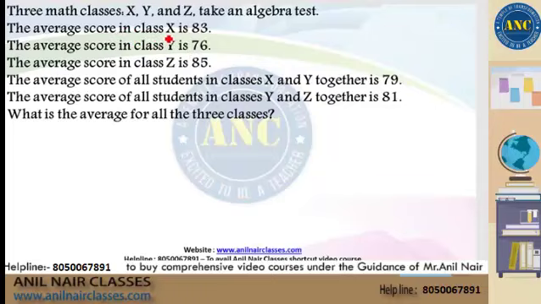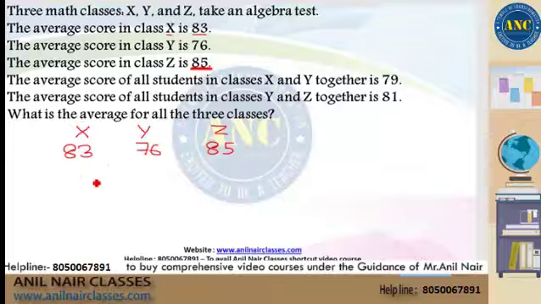The average score in class X is 83. That means class X average score is 83. Average score in class Y is 76 and average score in class Z is 85. This is what is given till here. Right? Till here it is what is given. Next. Read the next statement.